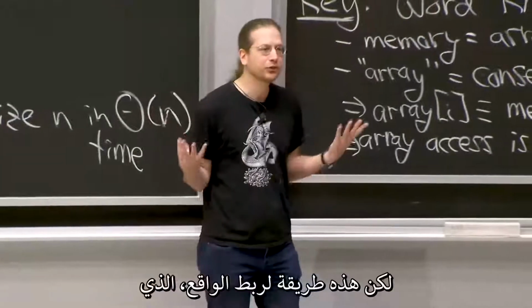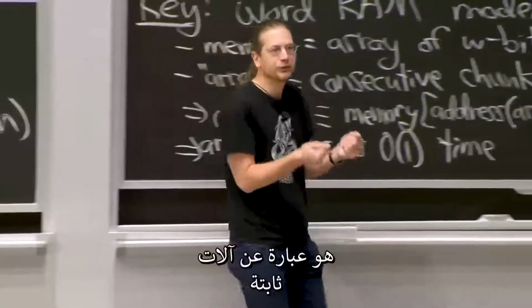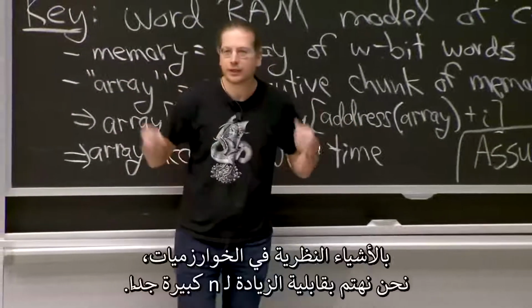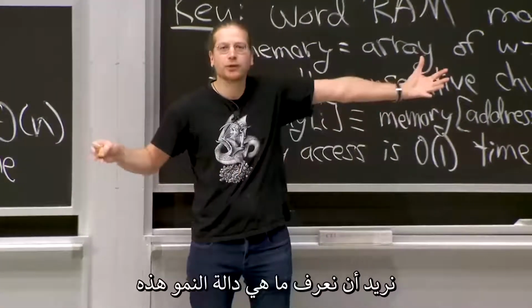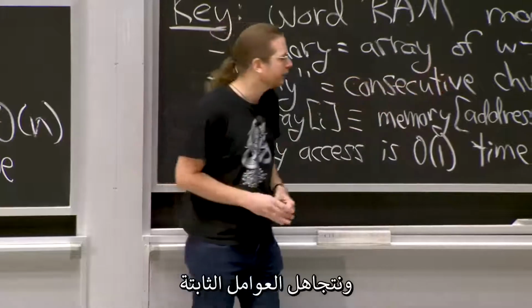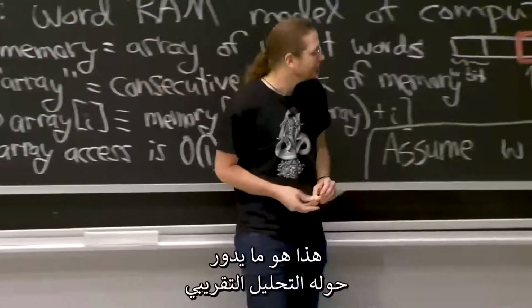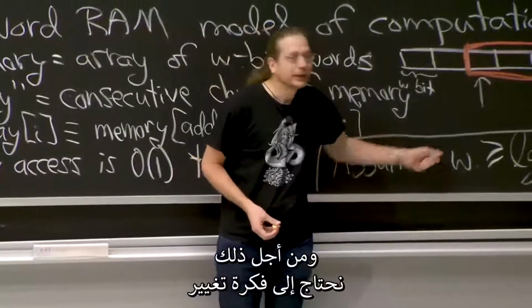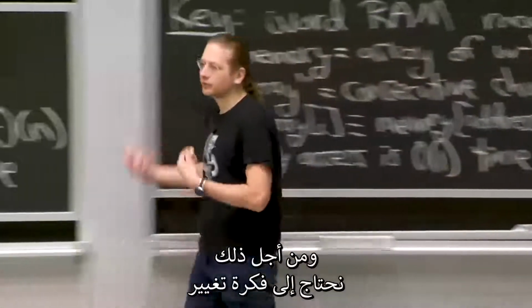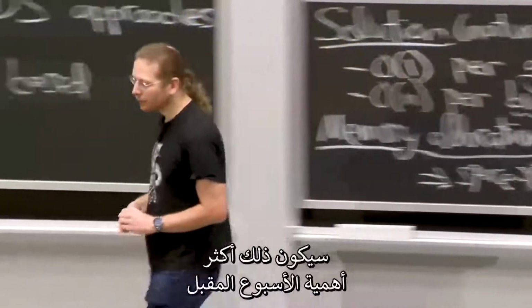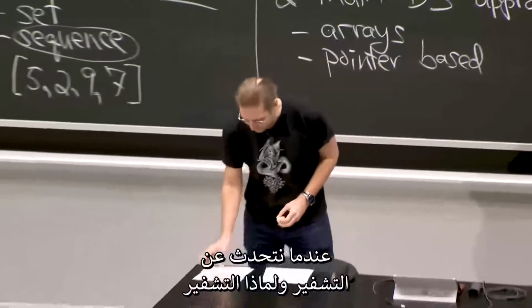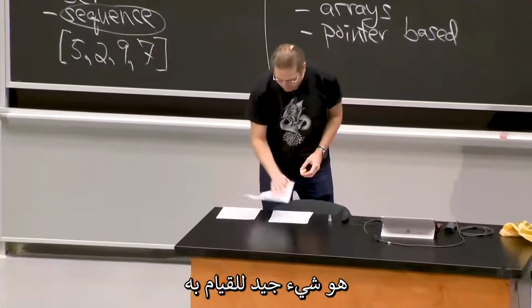But this is a way to bridge reality, which are fixed machines, with theory. In algorithms, we care about scalability for very large n. We want to know what that growth function is and ignore the lead constant factor. That's what asymptotic notation is all about. And for that, we need a notion of word size also changing in this asymptotic way. All right, that will be more important next week when we talk about hashing and why hashing is a reasonable thing to do.